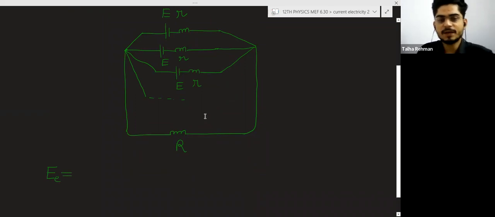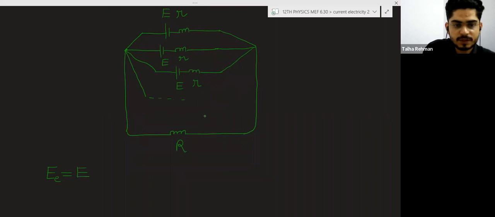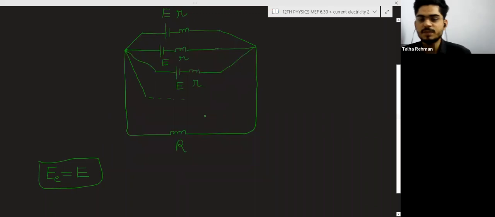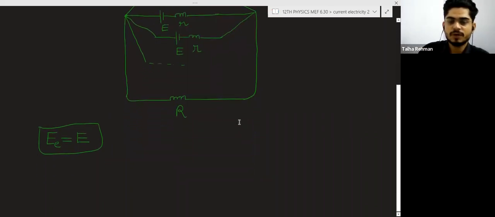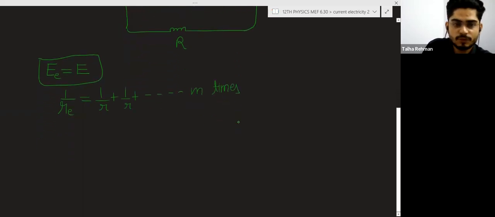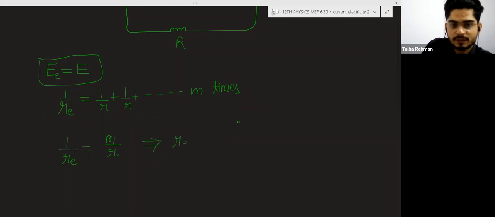If you want to find E equivalent, we know that in the parallel combination E equivalent will be E, because the voltage or the EMF will be the same in a parallel combination. For R equivalent, you will write 1 upon R equivalent is equal to 1 upon r plus 1 upon r plus, M times. So M times means you add 1 upon r M times. So you will write M by r. So r equivalent you will get r divided by M.